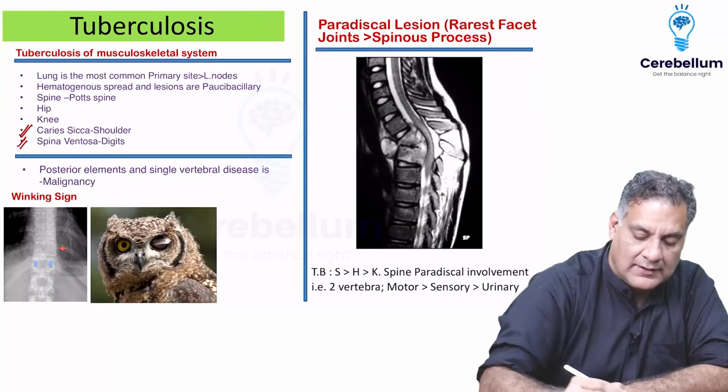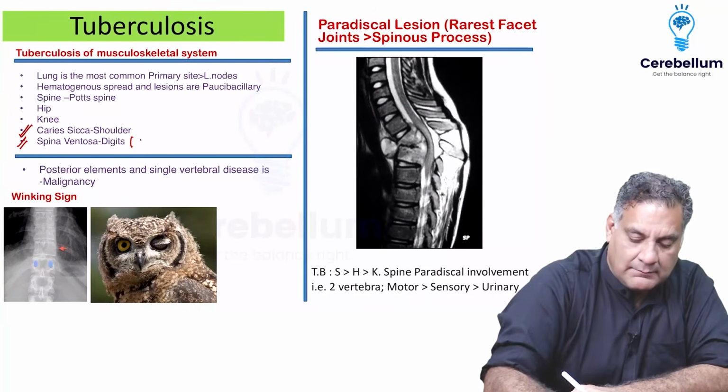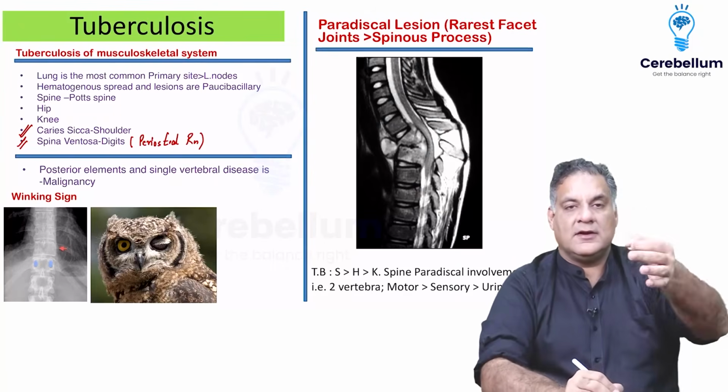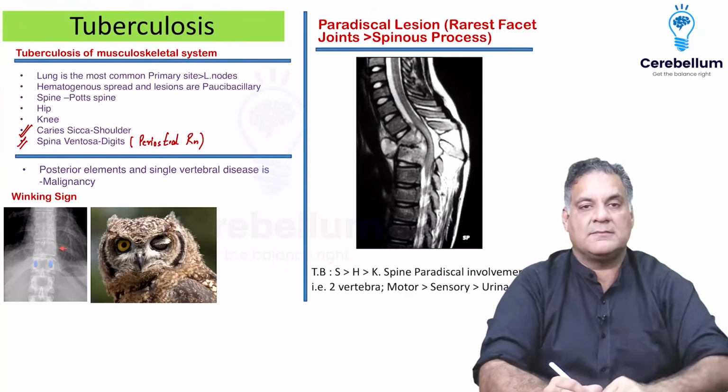And this is the only one that can cause the periosteal reaction. Tuberculosis does not cause periosteal reaction, right? It usually involves the joint. The only one which can cause is the fingers, called as spina ventosa.